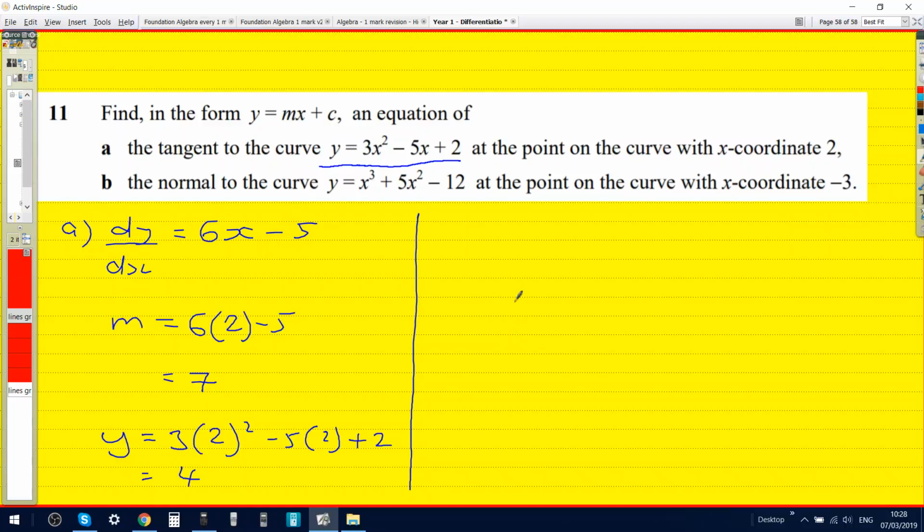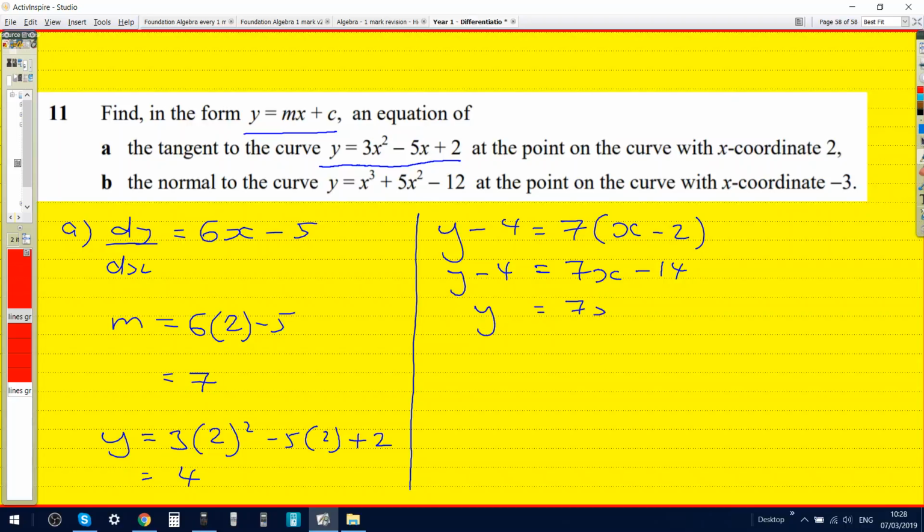And then we can do it in the y. So y minus 4 equals 7x minus 2. And then turn that into this form. How do we do it? Expand out the bracket. So I've got 7x minus 14. y minus 4, and then float the 4 across to get minus 10. So y equals 7x minus 10. And how about part B?